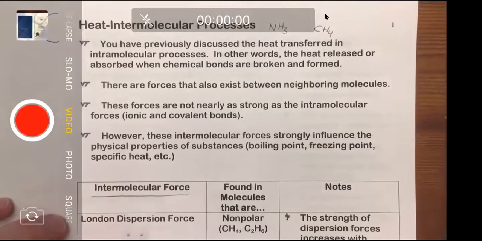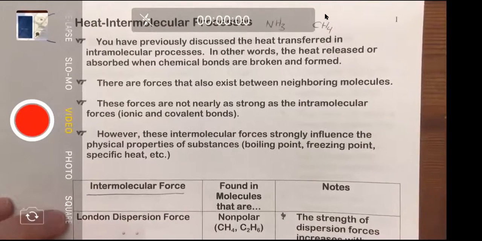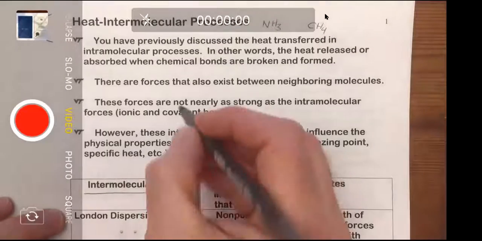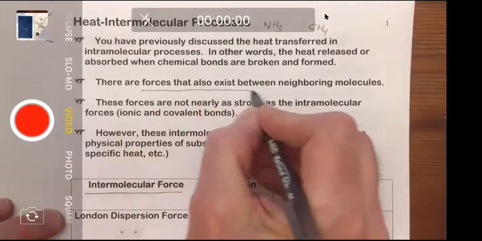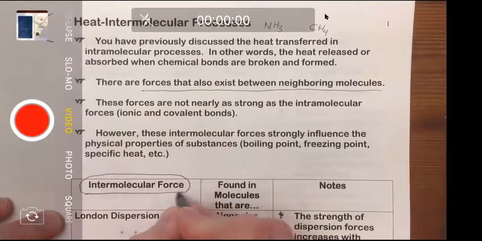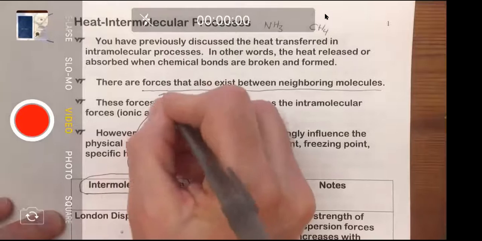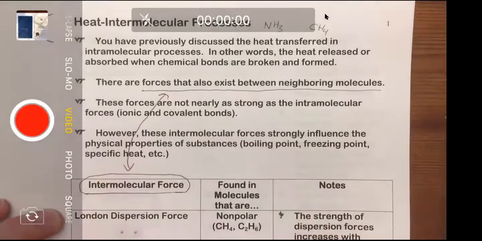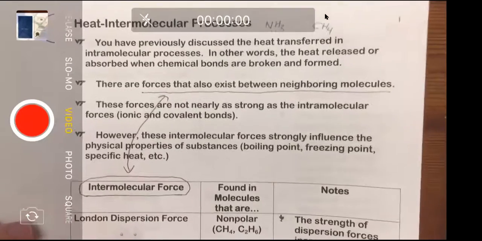And we're going to focus on basically 3 flavors of these, all right? We're talking about the forces that exist between neighboring molecules. That's what intermolecular forces are. They are the forces that exist between neighboring molecules. All right, and we're going to break these apart into 3 types.